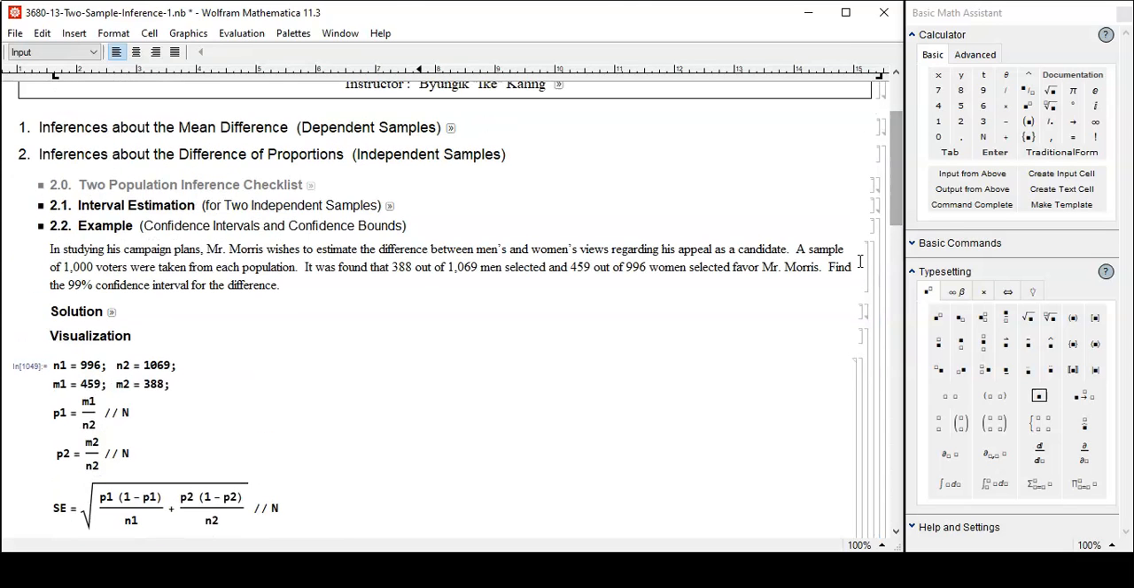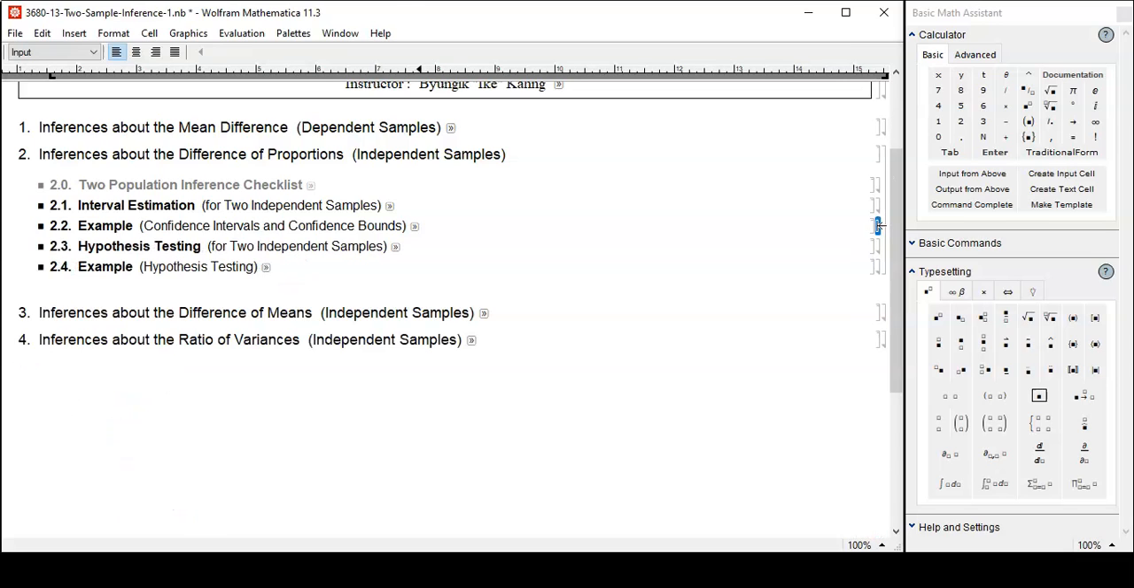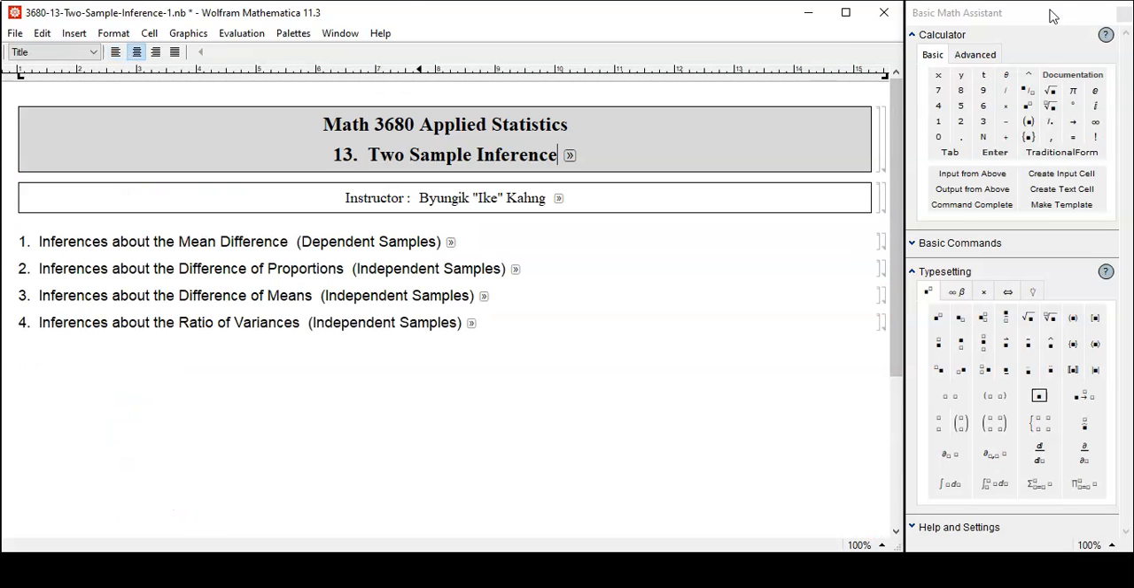Okay, so much for interval estimation, and we're going to talk about a hypothesis testing example in a separate video. Stay tuned, coming back soon.